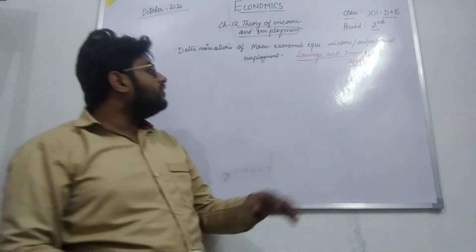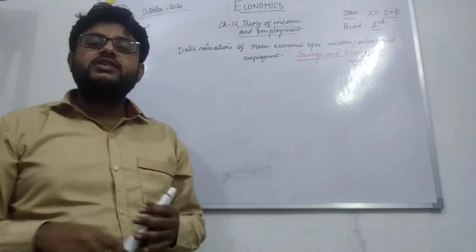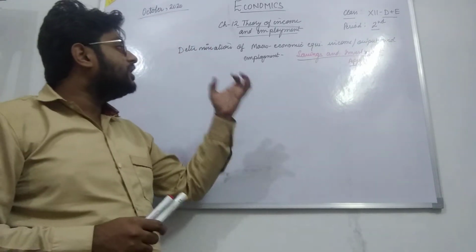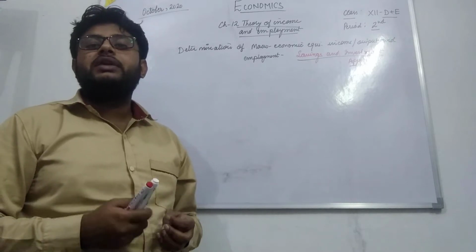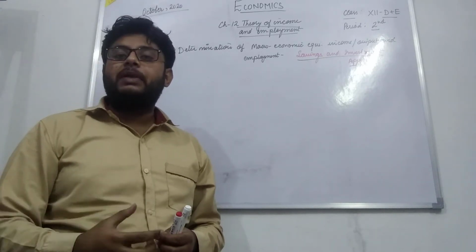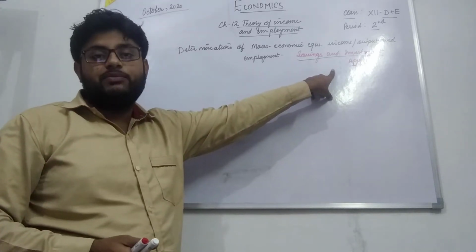So students, today we'll begin with the second approach. As I've told you, there are two approaches to determine the equilibrium, the macroeconomic equilibrium income and output. First was your aggregate demand and aggregate supply approach, and the second approach is your savings and investment approach.